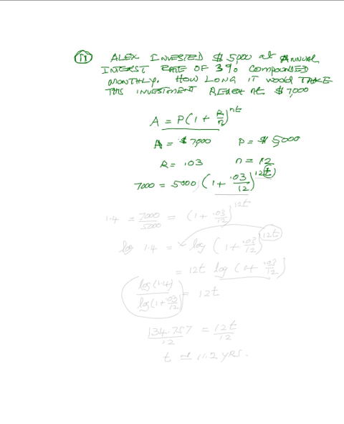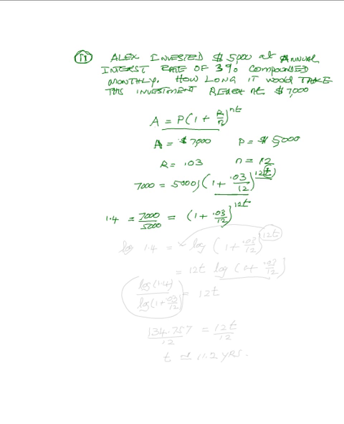Now, the first task is to isolate the exponential expression. Remember, this is our base and this is our exponent. So we have to take this 5,000 out of the way. So what we do is we divide both sides by 5,000. So we will have a situation like 7,000 divided by 5,000 equals 1 plus 0.03 over 12 to the power 12t. I'm not going to really calculate this number. Rather, I will use a calculator directly. Now, 7,000 over 5,000 is 1.4.